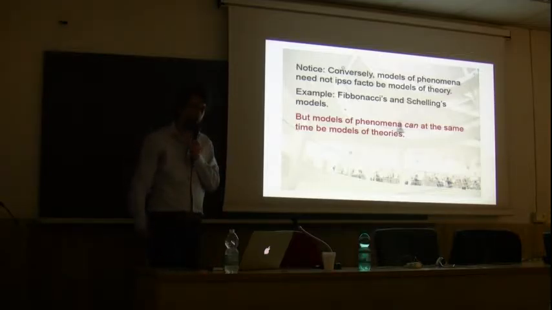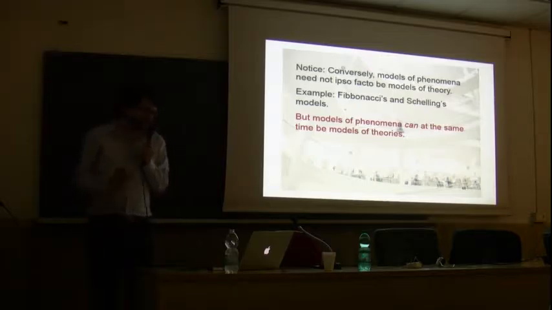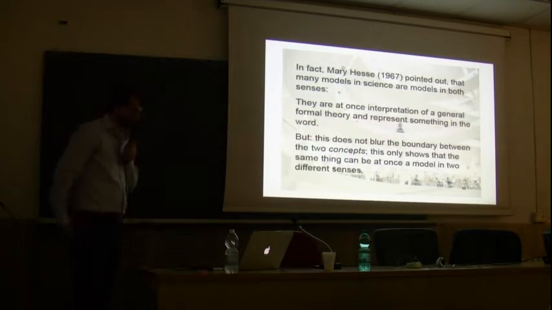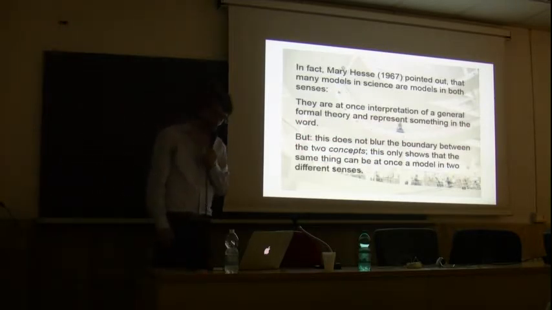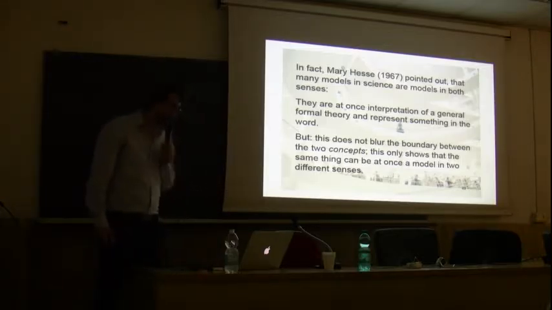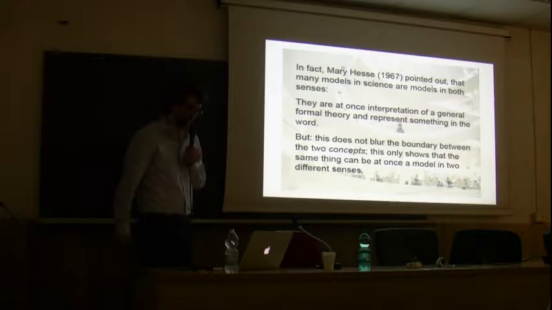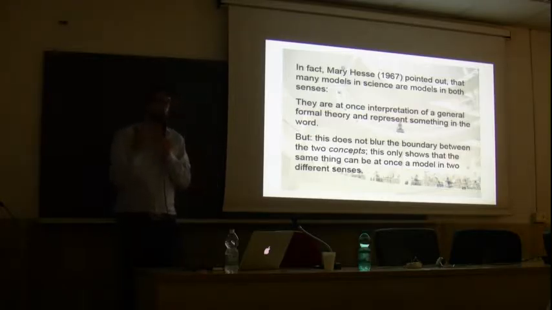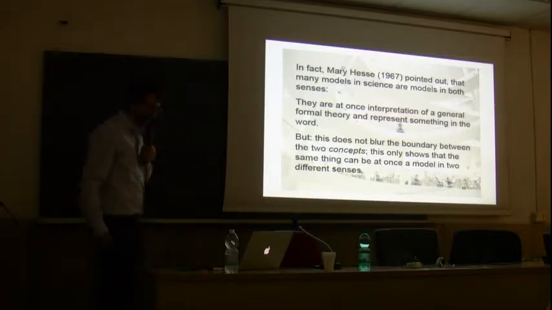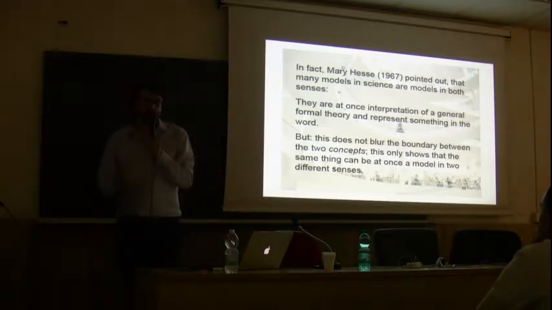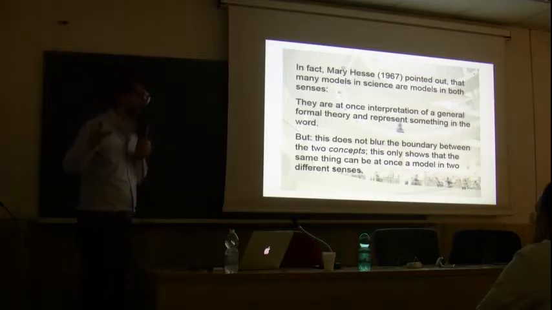representative of models in general, because models of phenomena can at the same time be models of theories. In fact, Mary Hesse, in her influential book on models, 1967, has pointed out that many models in science are both models of theory and models of phenomena. They are at once the interpretation of a general formal theory, and they stand for something else in the world. But, again, coming back to the conceptual point, that doesn't mean that being a model of phenomena and being a model of theory are the same thing.